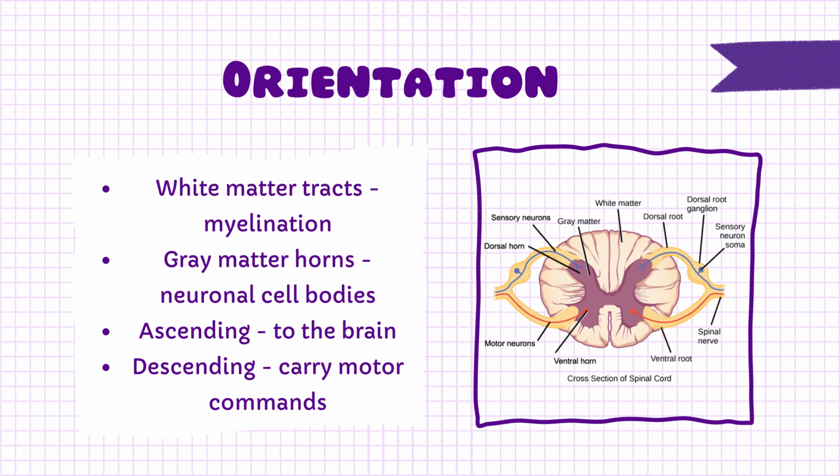The spinal cord is organized into white matter tracts and gray matter horns. White matter contains myelinated axons, bundled into tracts that carry information up and down. Gray matter contains neuronal cell bodies, where processing occurs. We divide tracts into two groups. Ascending tracts carry sensory information to the brain. Descending tracts carry motor commands from the brain.